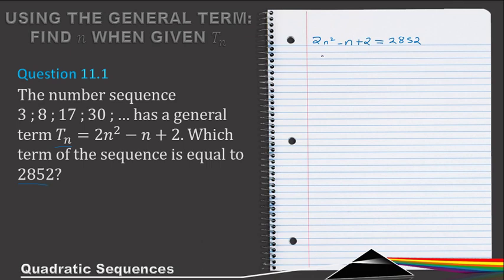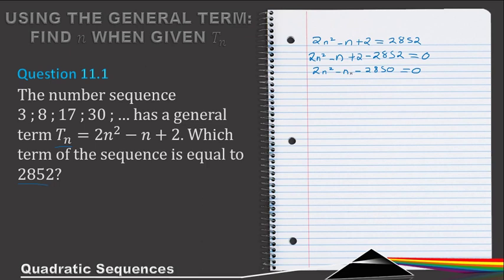Now we have to actually solve a quadratic equation. So 2n squared minus n, and if we bring this over, we get plus 2 minus 2852 equals 0. So 2n squared minus n minus 2850. Okay, now in this case you don't have a choice. You have to bring everybody to the one side and solve, factorize and solve, because this is a quadratic equation. You've done loads in grade 11.